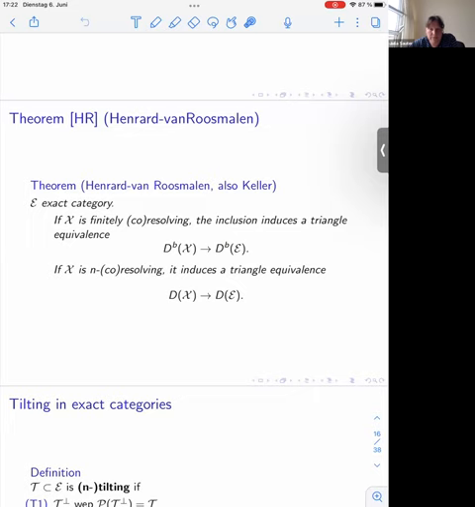But I think it's also on the bounded derived category, but he calls this left and right cofinal, and it's a more general notion than coresolving and resolving. This is the Henrard and Rosmalen version. We take an exact category, and if chi is finitely resolving or coresolving, then the inclusion induces a triangle equivalence D^b(X) to D^b(E). If it is also n-resolving or coresolving, then this triangle equivalence even extends to the unbounded derived category. Since I care about the bounded derived category, for me, finitely resolving is enough. I don't need the n-resolving or coresolving. Right, but that's a crucial thing, these kind of classes, for tilting theory at least.